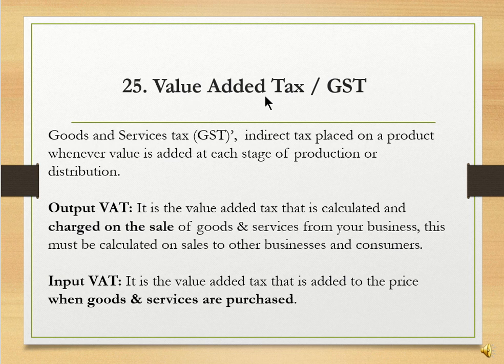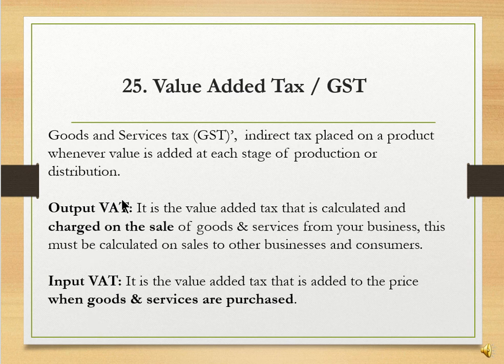Next question is value added tax, VAT, or goods and service tax, GST. Both of these are indirect taxes, right? Goods and service tax is an indirect tax placed on a product whenever value is added at each stage of production or distribution. There are two types of tax, we call it output VAT and input VAT. We can call it output tax or input tax.